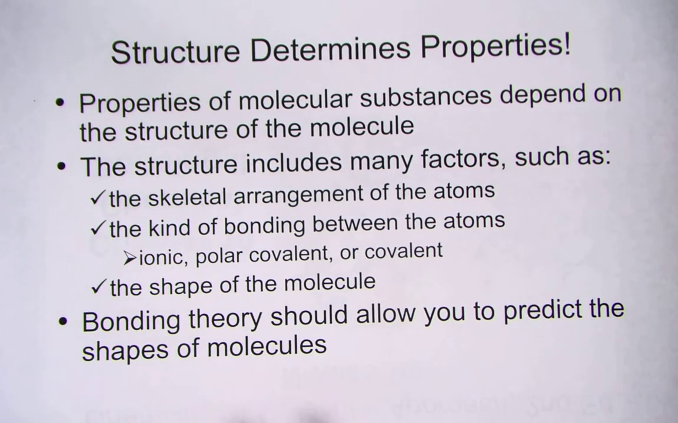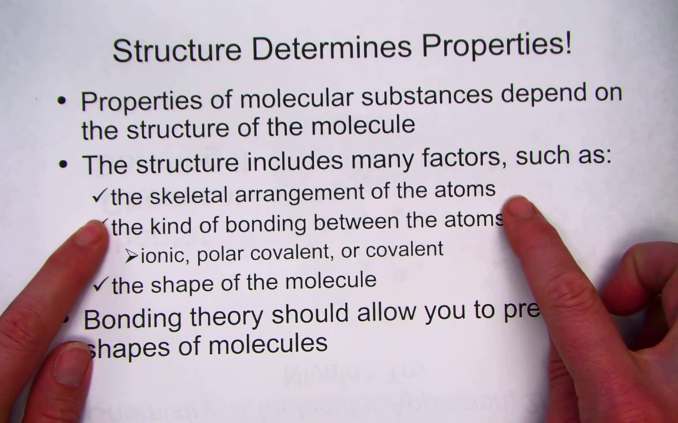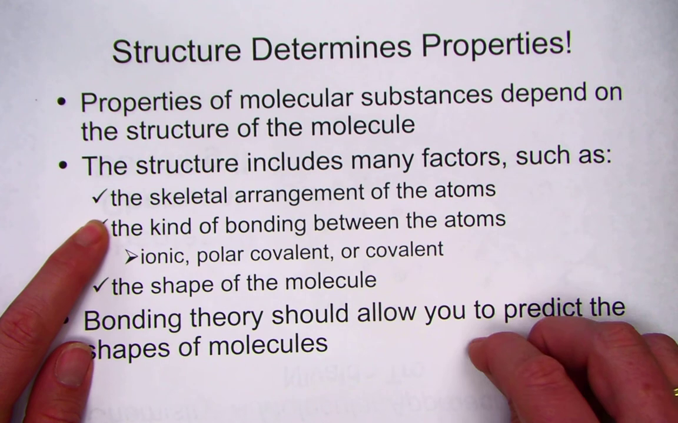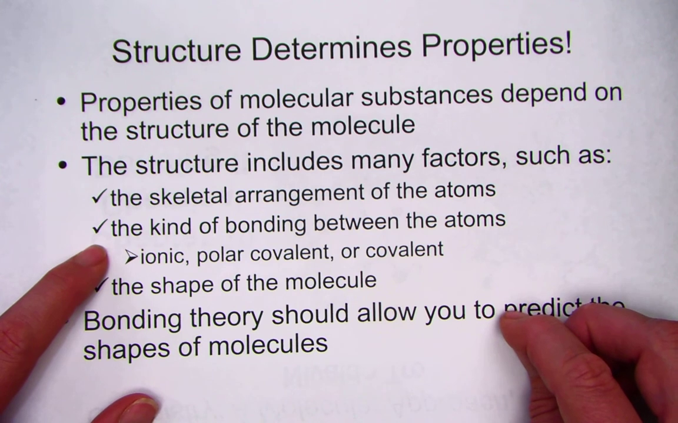It says structure determines properties. Properties of molecular substances depend upon the structure of the molecule. We see that the structure includes many factors, such as the skeletal arrangement of the atoms, which simply means what's bonded to what, kind of getting a three-dimensional look at how atoms are connected together. The kind of bonding between atoms lends itself to properties.